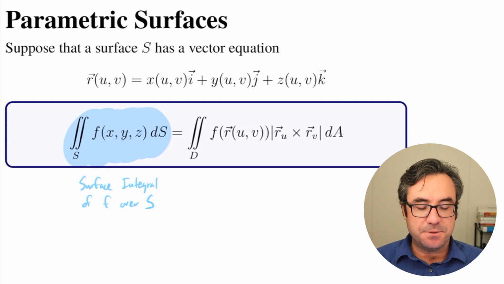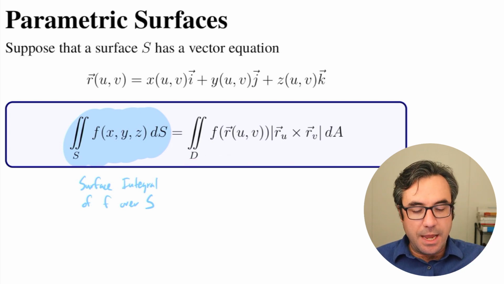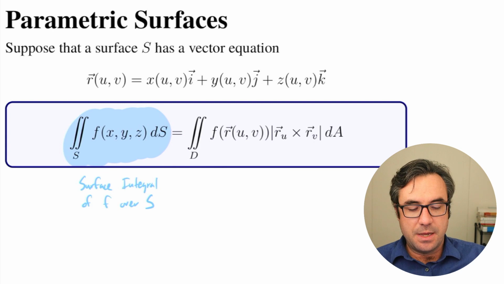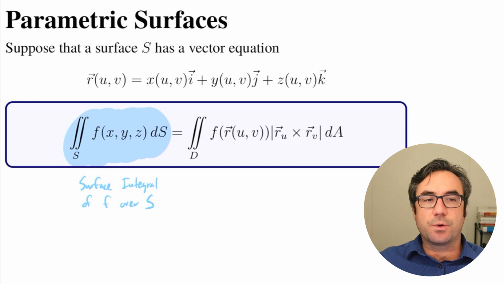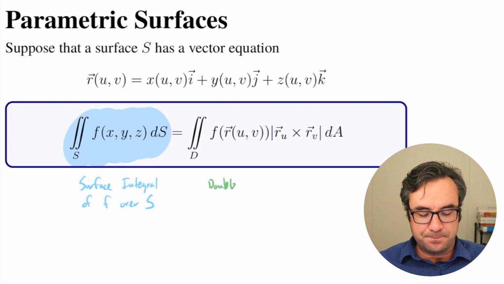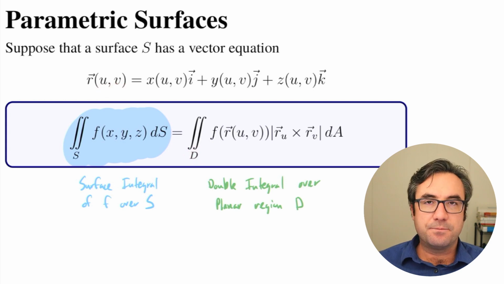Well, how do we calculate this? We're actually going to calculate it using our parameterization. And we're going to convert this into just a standard double integral. And that's what we have here. So this surface integral is going to be equal to, we're going to use this other integral here for how to actually calculate this. So this is just a regular double integral over a planar region D. And D here is the domain for our variables u and v.